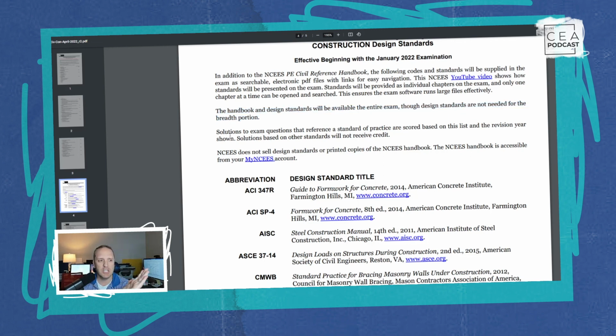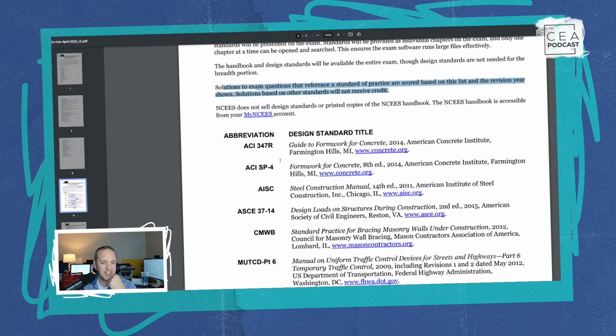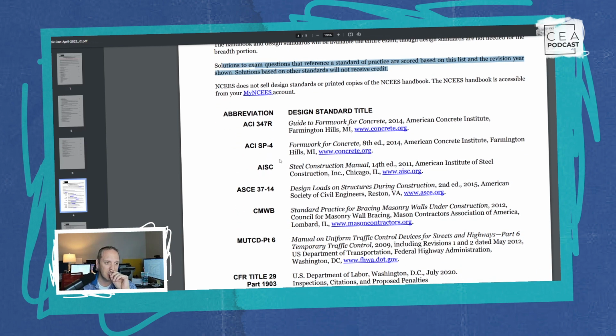Okay, the other thing to note here is that solutions to the exam are based on these standards and codes. So these are the ones you're going to want to get, beg, borrow, steal, whatever you need to do to grab these, because these are the years or the versions that they are testing you on. They might have newer versions already out, but this is what's on the exam, okay? And NCEES does not sell these things. You've got to go find them.